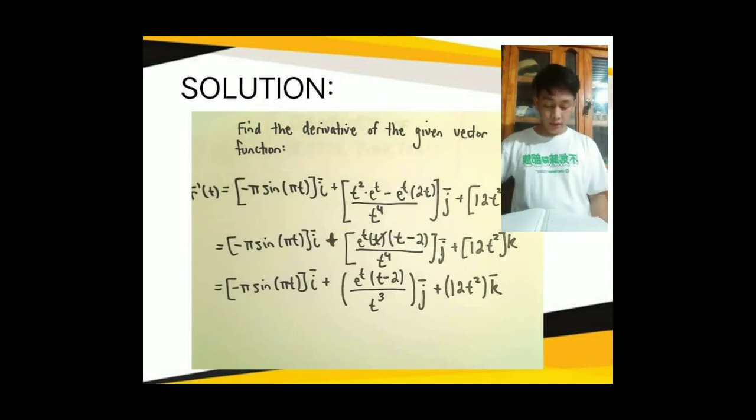Now our final derivative r prime of t is equal to negative pi sine(pi t) i plus t squared e to the t minus e to the t times 2t, over t to the power of 4, j plus 12t squared k. Next, we do a simplification, so it would be negative pi sine(pi t) i plus e to the t times t squared minus 2t, over t to the power of 4, j plus 12t squared k. Simplifying the second part further, it would be negative pi sine(pi t) i plus e to the t times t minus 2, over t cubed, j plus 12t squared k. And now we have our derivative of the vector function.